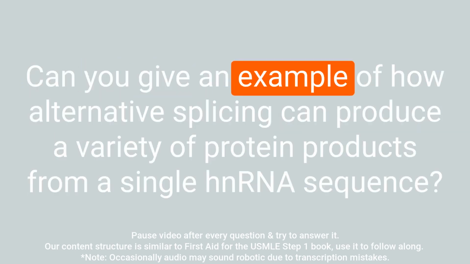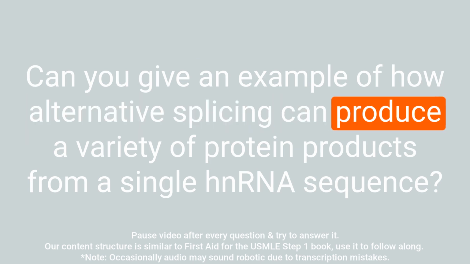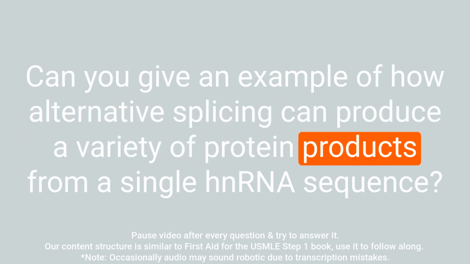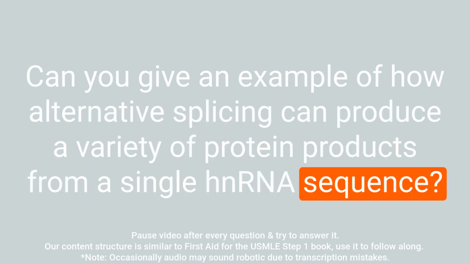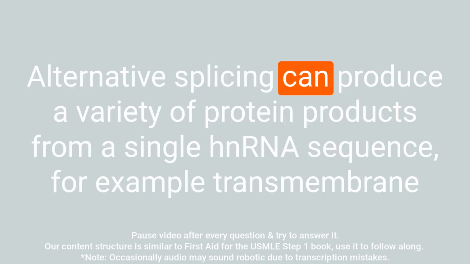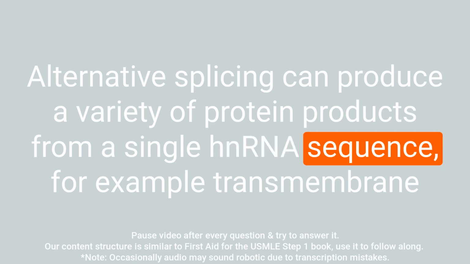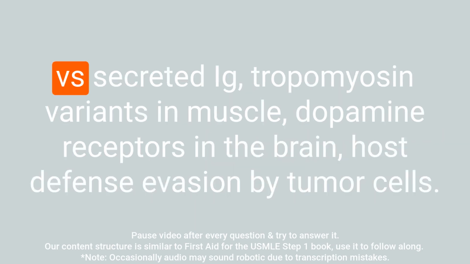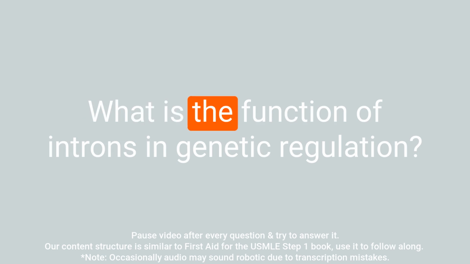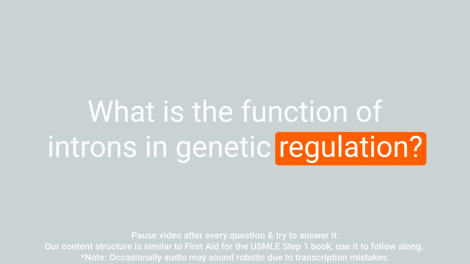Question: Can you give an example of how alternative splicing can produce a variety of protein products from a single hnRNA sequence? Answer: Alternative splicing can produce a variety of protein products from a single hnRNA sequence. For example, transmembrane versus secreted Ig, tropomyosin variants in muscle, dopamine receptors in the brain, host defense evasion by tumor cells.